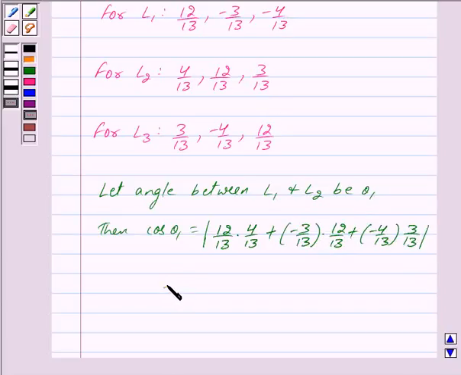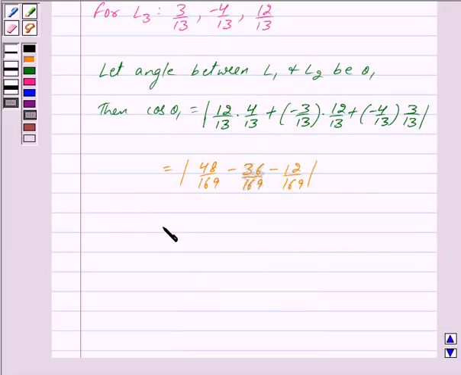This is equal to mod of 48/169 minus 36/169 minus 12/169, and this is equal to 0. So we have got cos theta 1 is equal to 0. This implies theta 1 is equal to 90 degrees.